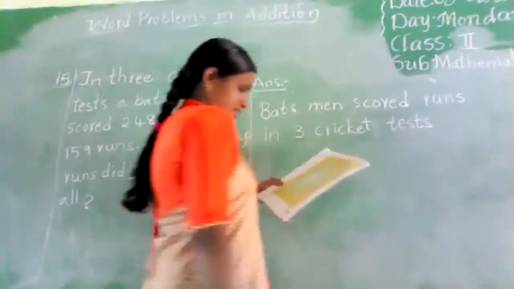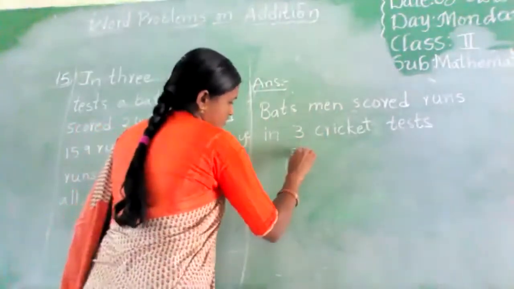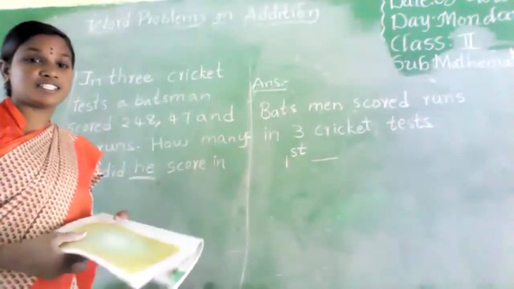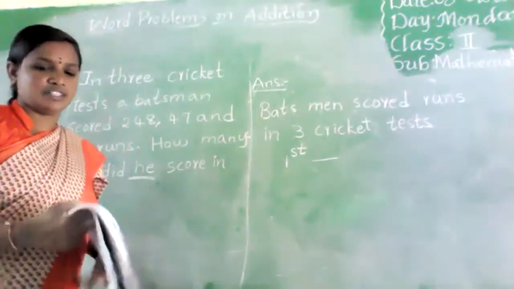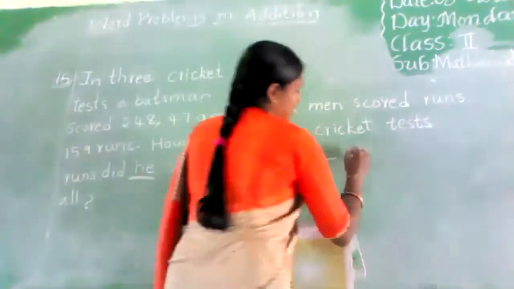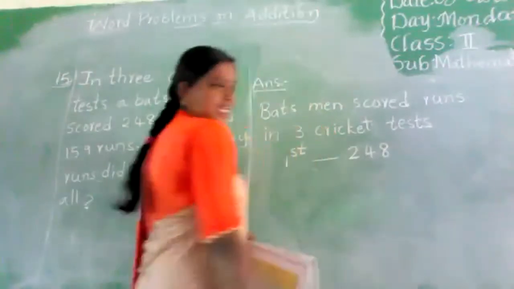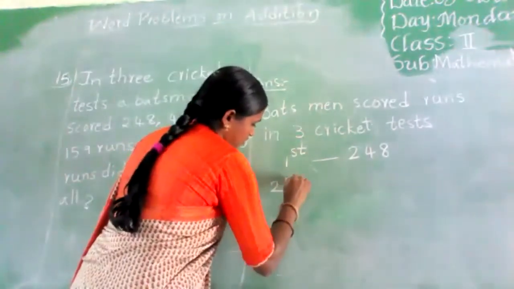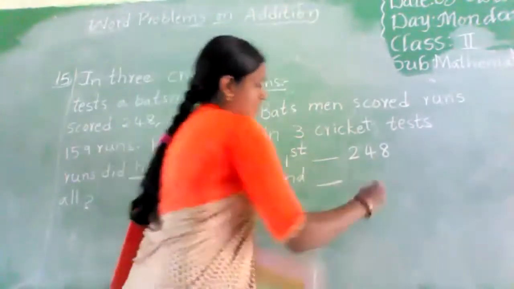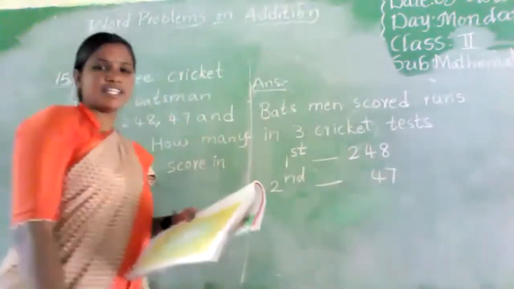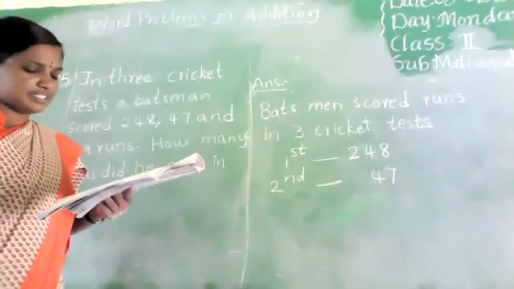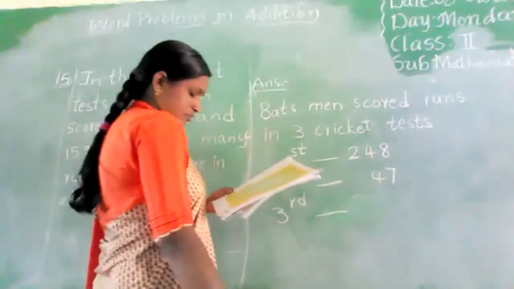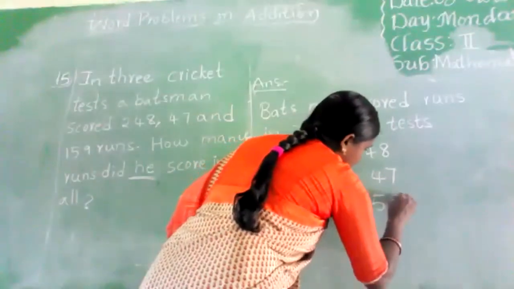Next, first. In the first test, how many runs did he score? In the first cricket test, how many runs? 248. Second test, 47. And third test, third cricket test, how many? 159.